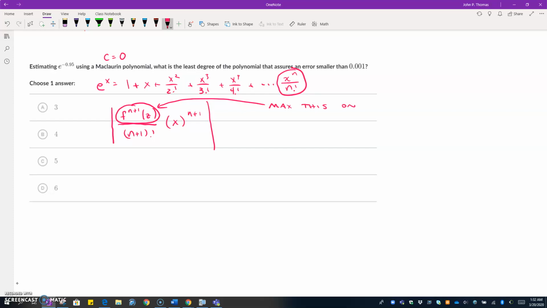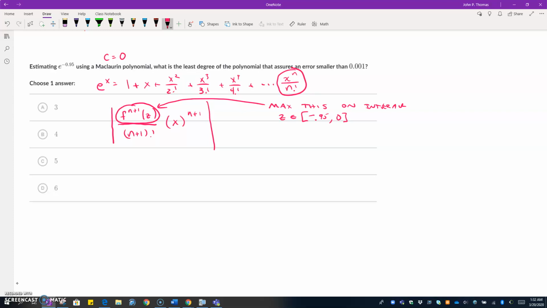We want to maximize this on the interval such that z is between our center and the point that we're estimating. We're estimating negative 0.95, and we're going up through our center, which is 0. Endpoints are included, they almost always are. When they're not, you'd have to optimize over that interval, and to be honest, given the time that takes, they'll never ask that as an AP question.